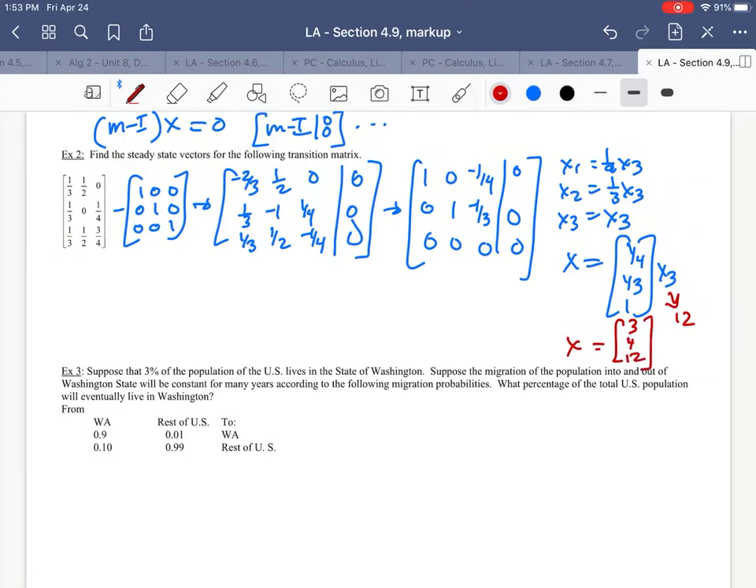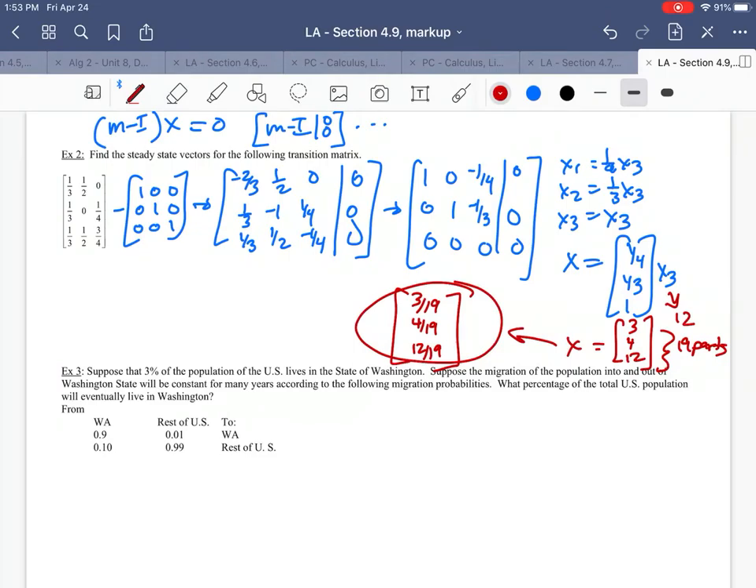So I can see how much weight each one is holding, because my steady state vector has to be probabilities all adding up to 1. What I can see is that 3, 4, and 12 add up to 19 parts. The first one counts for 3 out of those 19 parts, so 3/19. The second one counts for 4 out of 19. And the last one counts for 12 out of 19. So that right there is my steady state vector.